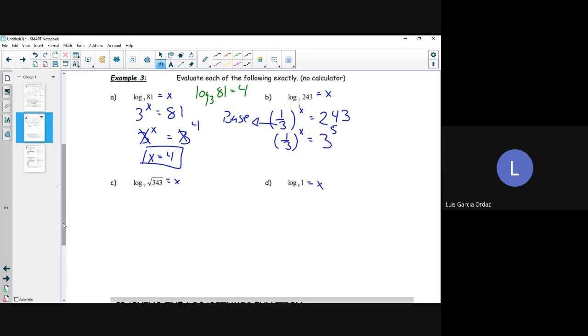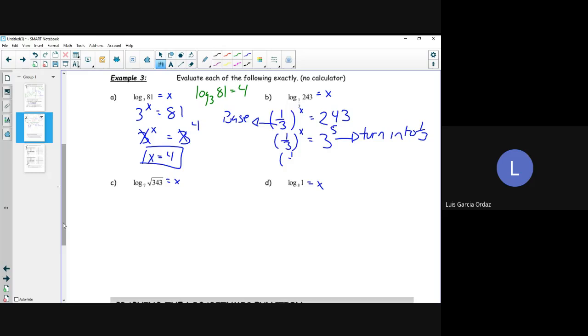Is this fine or do we have to do one more step? Okay, so we need to get this 3 into a fraction. We need to turn it into 1 over 3. So how do we get 3 to turn into 1 over 3? We're going to make the 5 into a negative exponent.